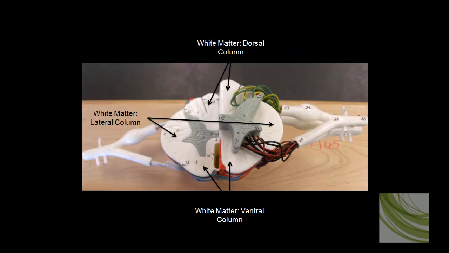Let's start with the white matter of the cross-section, and we're going to look at a top-down view. The white matter, we have a dorsal column, a ventral column, and lateral columns, and each of these things have different functions, which we'll discuss in a later video.